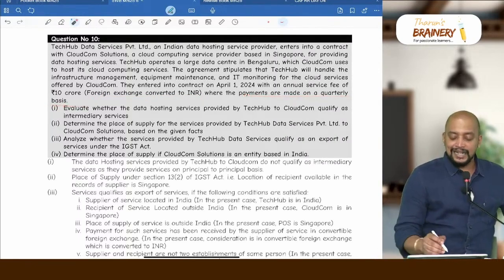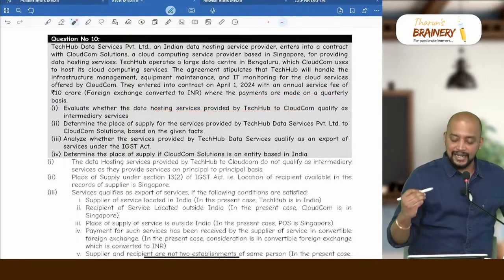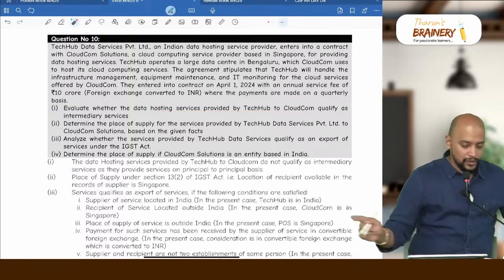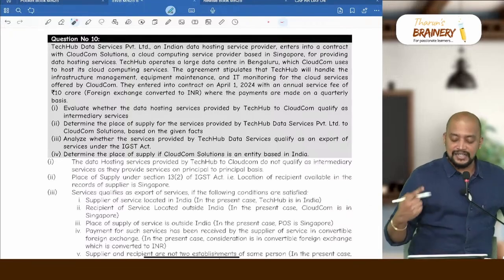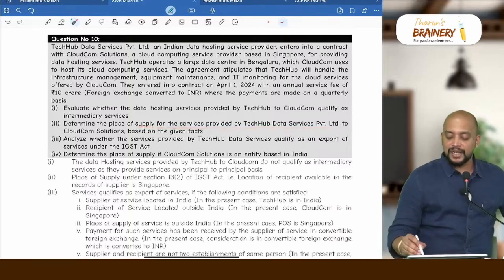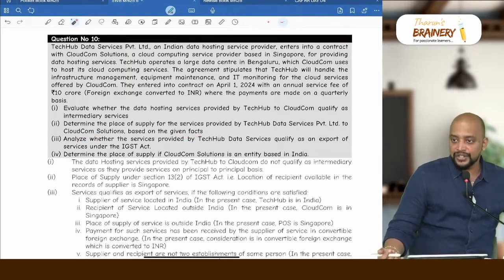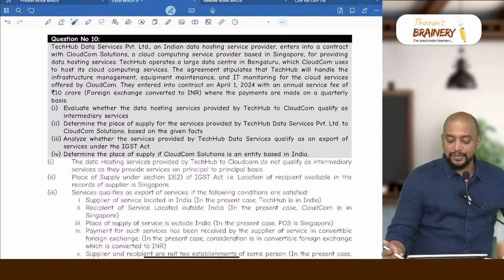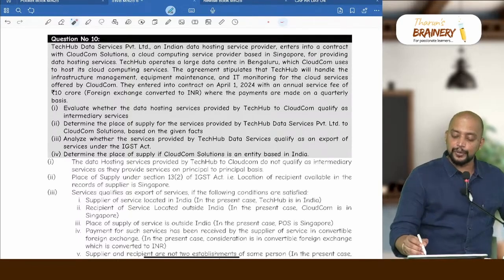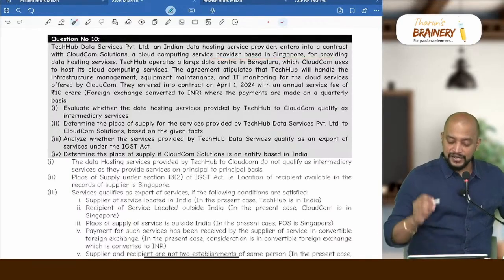Evaluate whether the data hosting services provided by Tech Hub to Cloudcom qualify as intermediary services. No, it is not intermediary services, as the contract is on a principal to principal basis. Determine the place of supply for the service provided by Tech Hub to Cloudcom based on the given facts. So what will be taken? We need to apply general provisions, and the location of recipient should be taken as the place of supply. What is the location of recipient? So Singapore. Singapore will be taken as the place of supply.